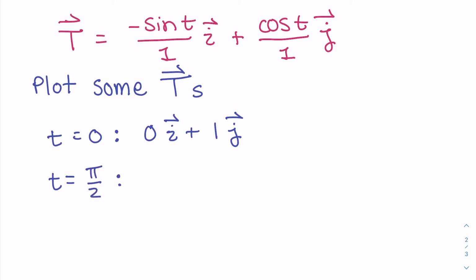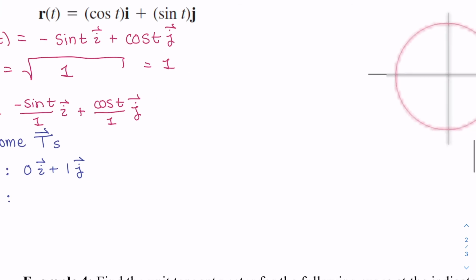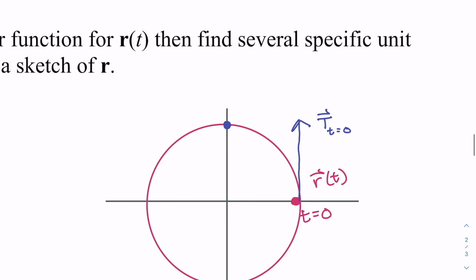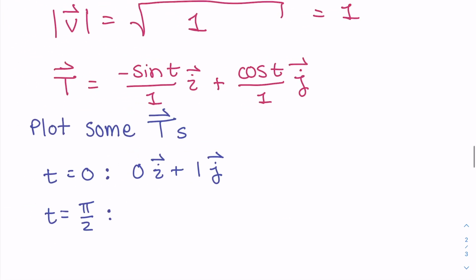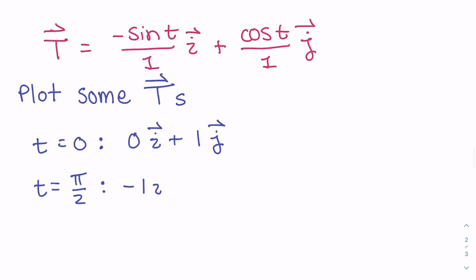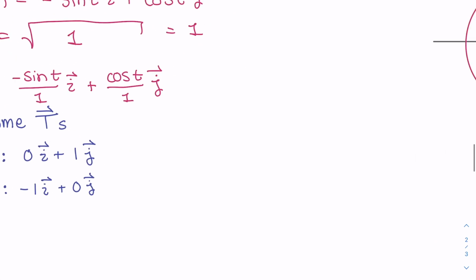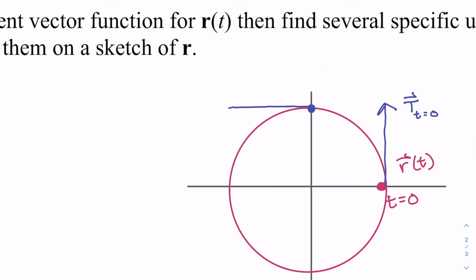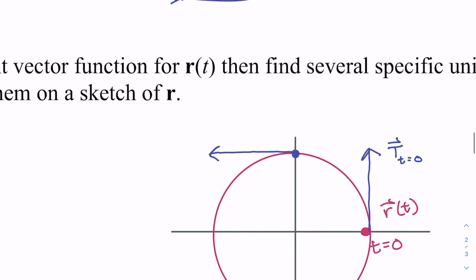So plugging in pi halves puts us at this point on the curve. And then if we plug in pi halves into this function, sine of pi halves is 1, so we get negative 1 i plus 0 j. Now let's plot that at our initial point. So negative 1 in the i direction just looks like this. And that's for t equals pi halves.